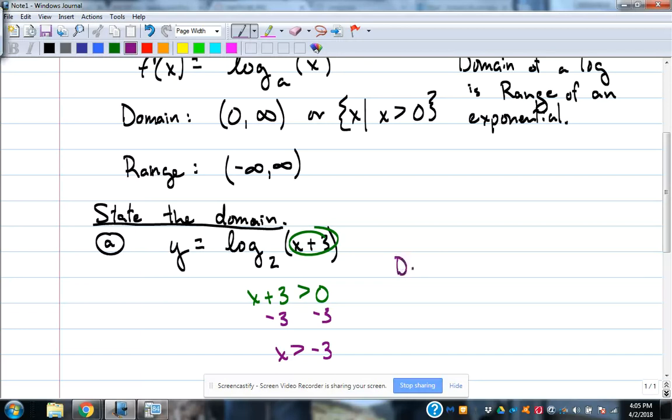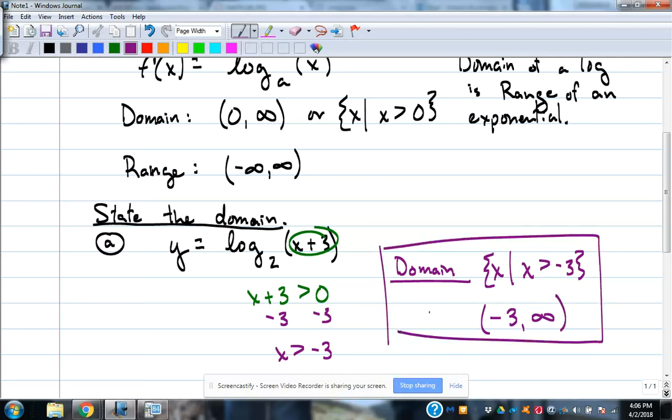So our domain would be all x's such that x is greater than negative 3. There's our set notation. Interval notation would be negative 3 to infinity. Parentheses on each end there. Domain. Really, really easy idea.